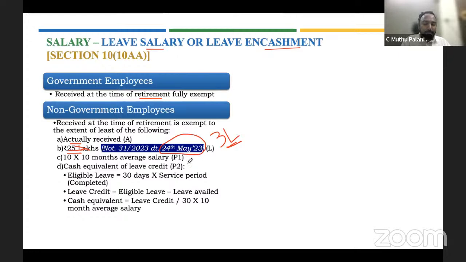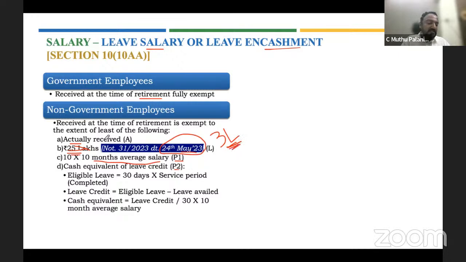What about proportion P? P will have to be calculated for P1 and P2. So there are 2 proportions that you need to calculate. First proportion is 10-month average salary. So add as it is. So 24th May 2023, the revised limit is 25 lakhs, not 3 lakhs.